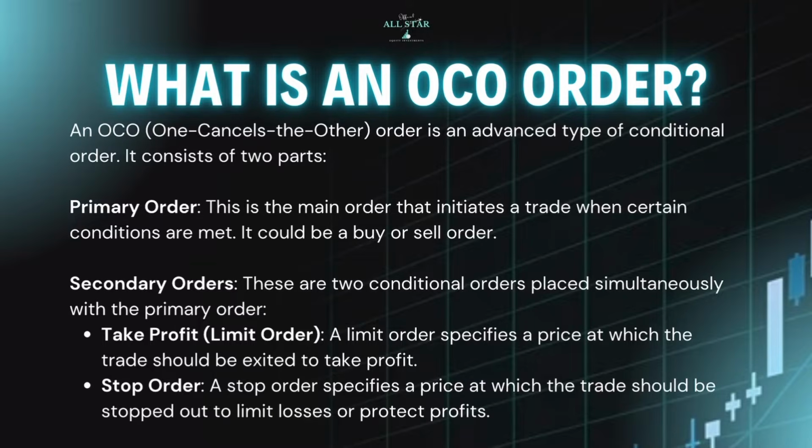OCO orders consist of a primary and two secondary orders that are placed simultaneously. The primary order initiates the trade, while the secondary orders are contingent on a take-profit target and a stop-loss limit.